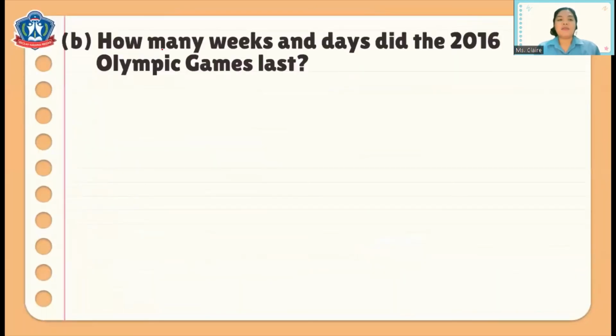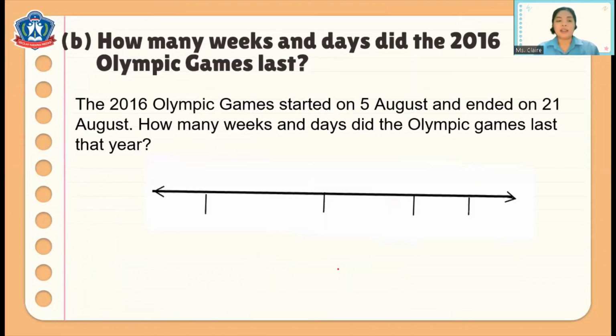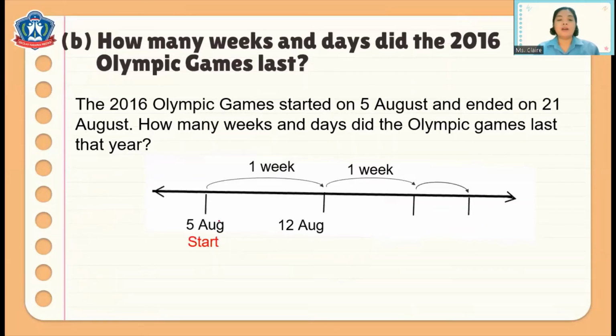Okay, another problem. How many weeks and days did the 2016 Olympic Games last? The 2016 Olympic Games started on 5 of August and ended on 21 of August. How many weeks and days did the Olympic Games last that year? So that is 2016, so 5 of August. After 1 week is 12, so 5 plus 7 is 12 of August.